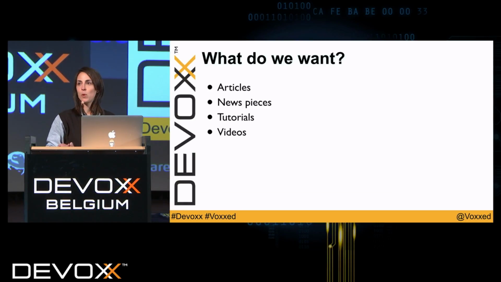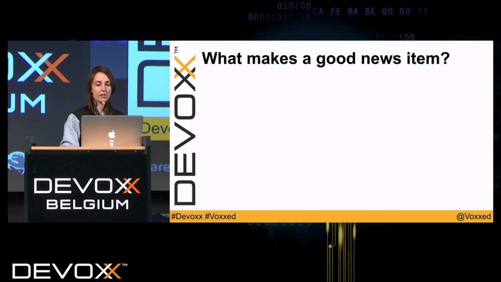So what we want for Voxxed is articles, news pieces, tutorials, videos, anything coming up in Java or associated languages or the JVM landscape, anything that you think people would be interested to learn about. So what makes a good news item? First of all, something that's fresh and relevant. If it's a bit older and has been around for a few weeks, it might be worth being more like an article than a news item, because there's time to look into it.